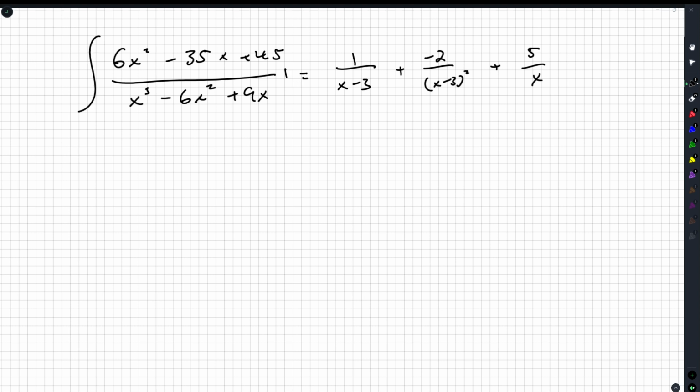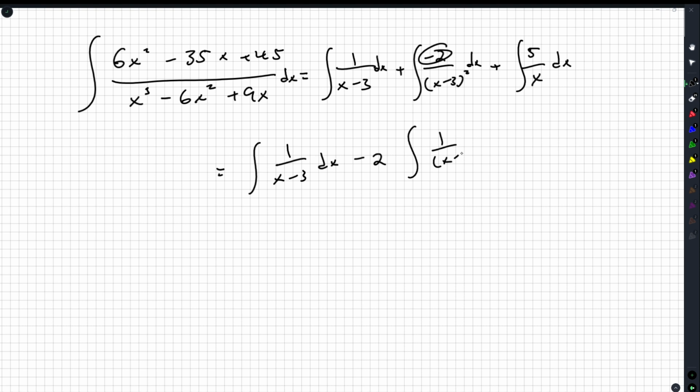We're interested in integrating. So we can come along and we can integrate each of these pieces here separately. So we get the integral of 1 over x minus 3, minus 2, just bringing this guy out, 1 over x minus 3 squared. Oh, don't forget our dx. And then we can bring the 5 out, 1 over x here. And then each of these we can integrate fairly quickly. If you've got formulas memorized, that's great. If not, you can do substitutions. That's fine too. Depends on the effort you want to put in or what you want to show people.